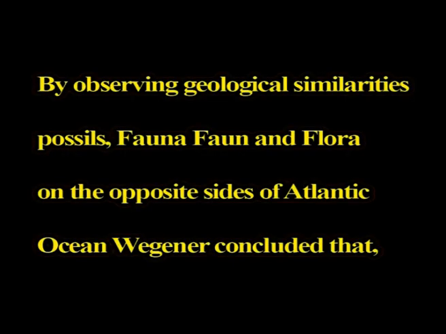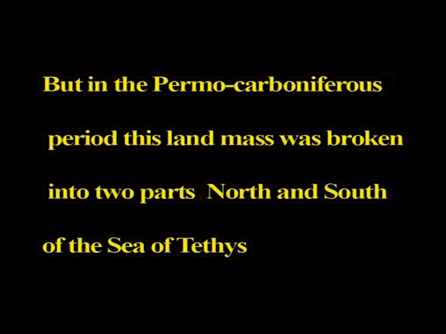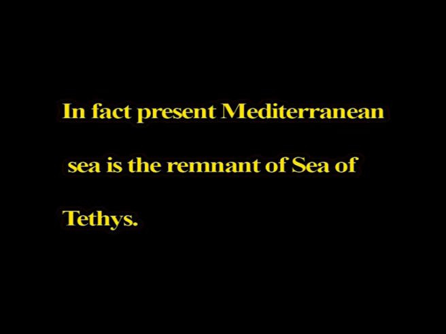The second evidence is by observing geological similarities like fossils, fauna and flora on the opposite sides of the Atlantic Ocean. Wegener concluded that in the Paleozoic era, earlier to 2000 million years, all the continents were part of Pangea. But in the Permo-Carboniferous period, this land was broken into two parts, north and south of the Sea of Tethys. In fact, the present Mediterranean Sea is the remnant of this Sea of Tethys. Further, in support of Wegener's theory of continental drift, there are 6 arguments, and they are as follows.